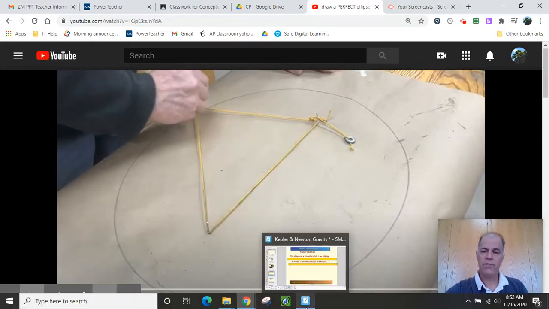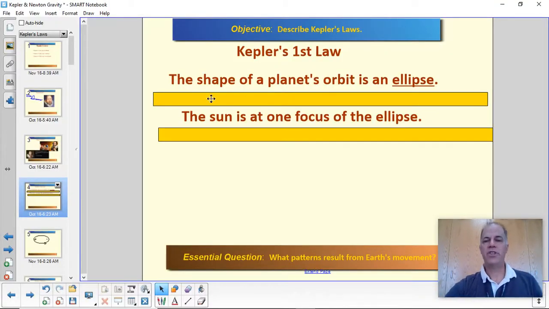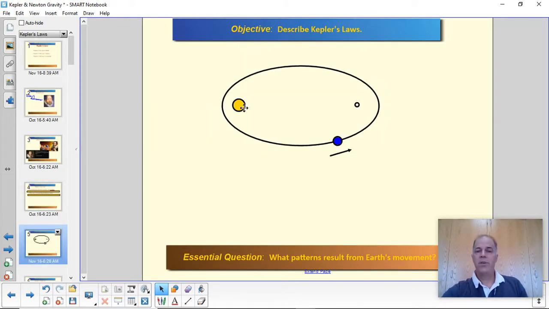Okay, so the places where he put the nails, those are called the focuses. And what Kepler's first law says is that the shape of a planet's orbit, like the Earth going around the sun or Mars going around the sun, is an ellipse. And the sun is at one focus of the ellipse, meaning that you have the 2 nails that you use to create this ellipse. The sun is at one of those focuses. And then the Earth, or whatever planet you're interested in, is following this elliptical orbit.